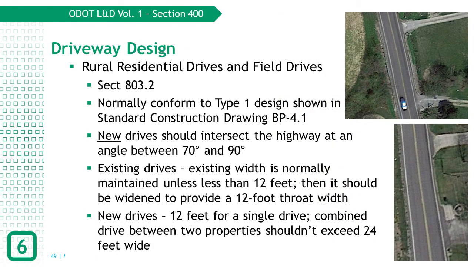Section 800 in the L&D Volume 1 discusses driveway design. These are included in this module because of the interaction with the roadway at what amounts to another intersection. Section 803.2 discusses rural residential drives and field drives. These should normally conform to Type 1 design as shown in Standard Construction Drawing BP-4.1 using circular radius returns rather than the chamfered returns. Similar to designing roadway intersections, avoid high skew angles with driveways.